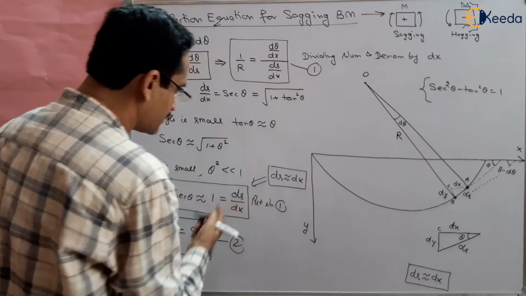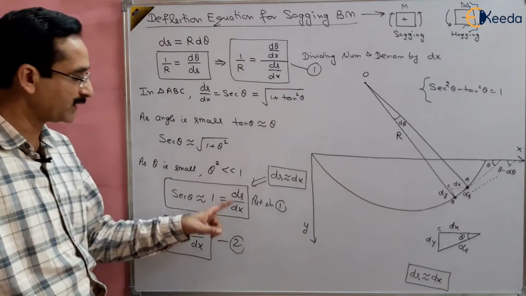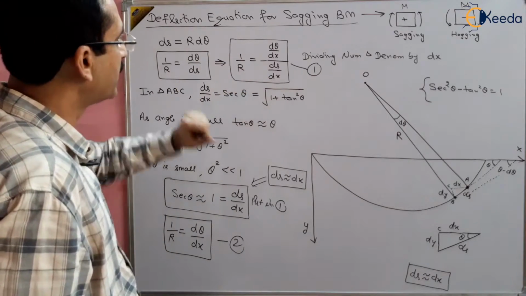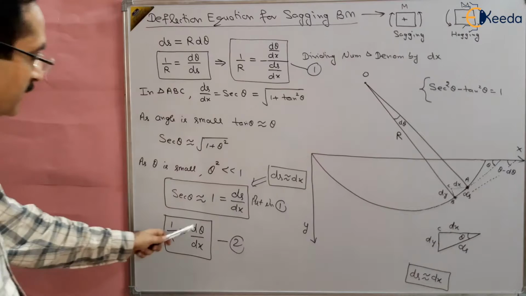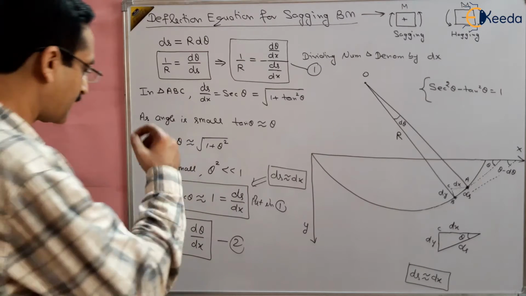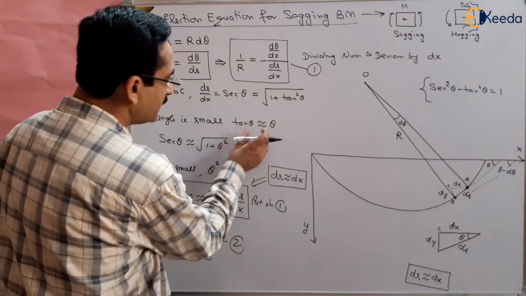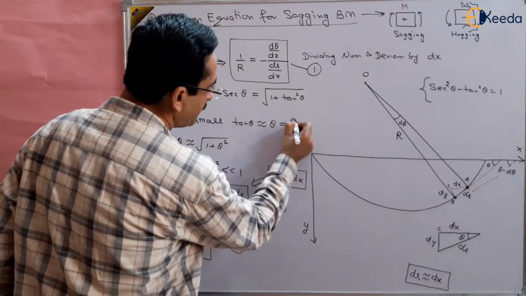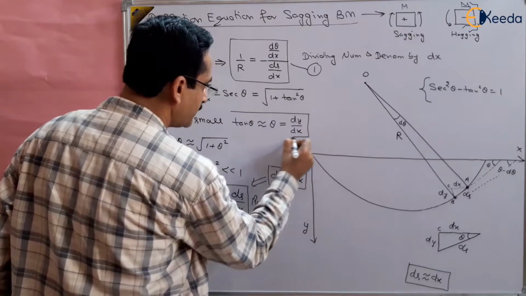What does this equation show? This equation shows that ds is nearly equal to dx, so that ds by dx is unity, 1, and 1 by r will be equal to d theta by dx. So if 1 by r is equal to d theta by dx, what is theta? Theta is slope. Tan theta is equal to theta because it is slope, and slope will be equal to dy by dx, right?